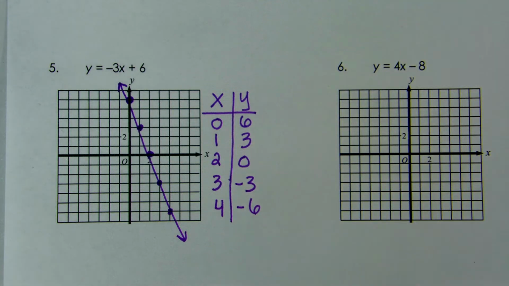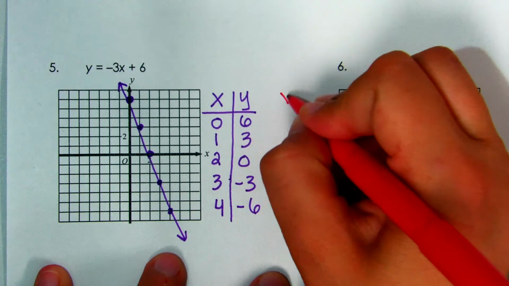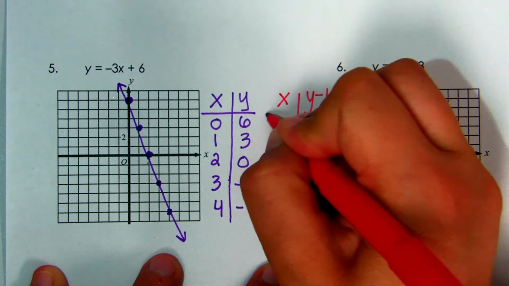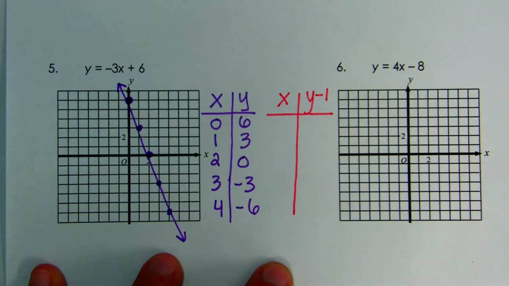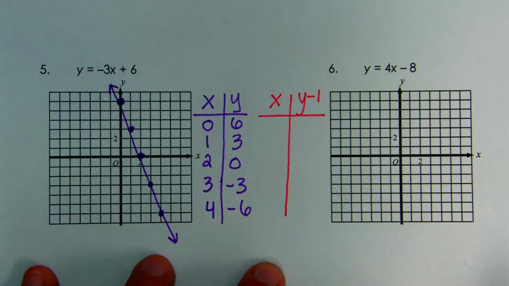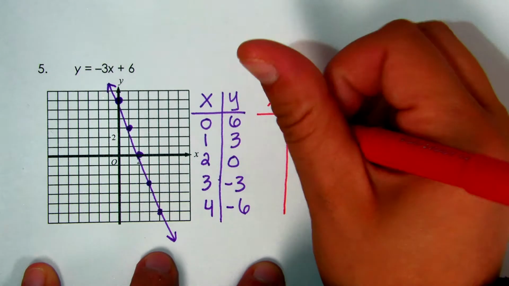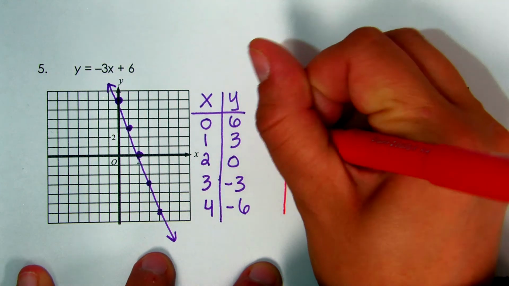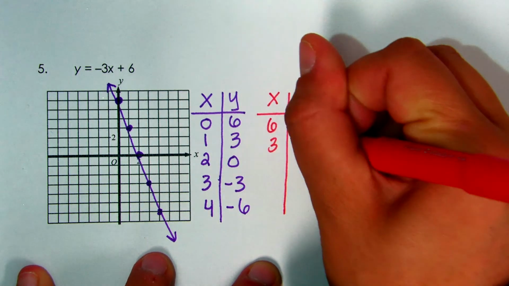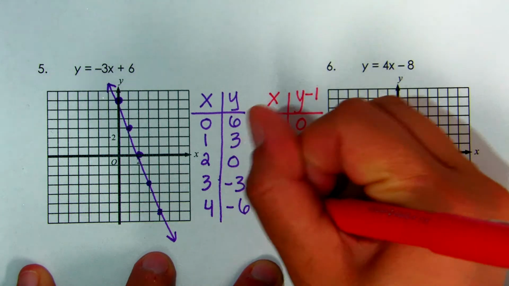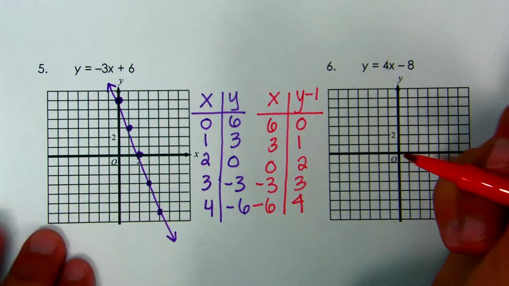My next table will be my inverse. So y to the -1 power, T-chart, means the inverse. I'm going to switch the coordinates so that I can graph them on the chart. 6, 0, 3, 1, 0, 2, -3, 3, -6, 4.